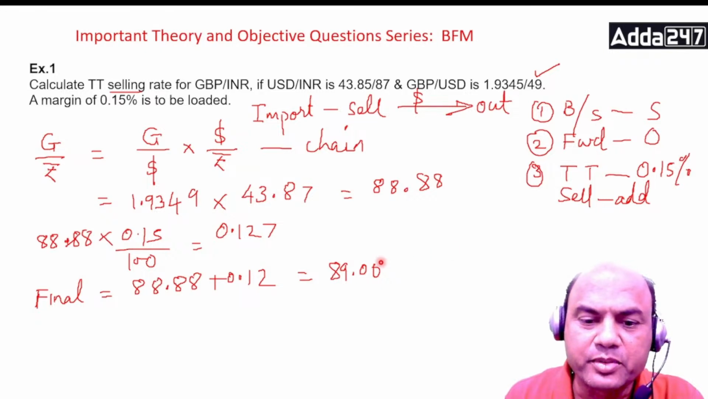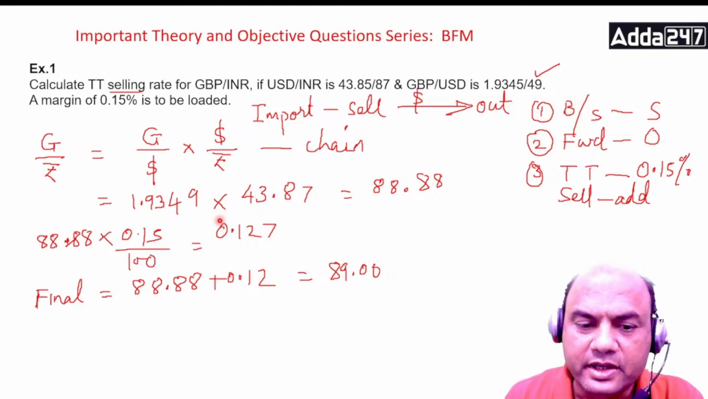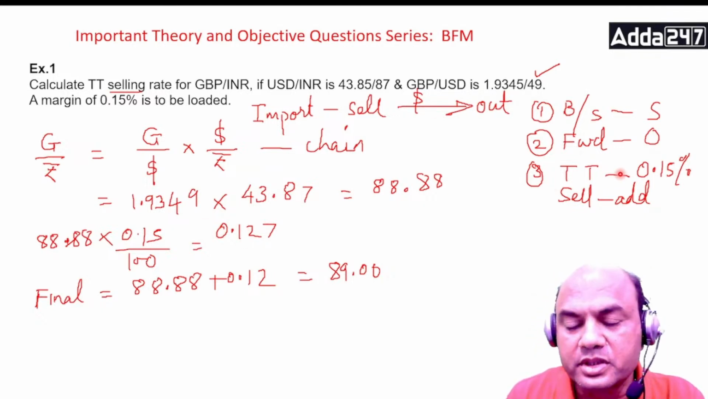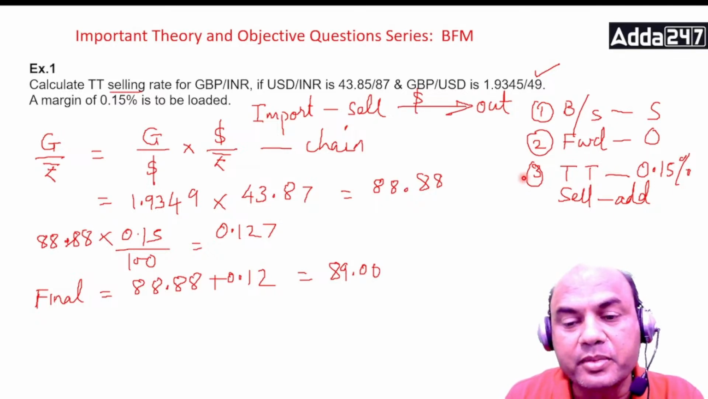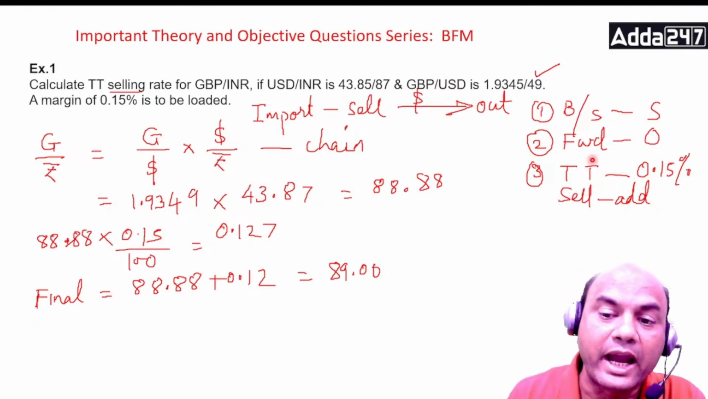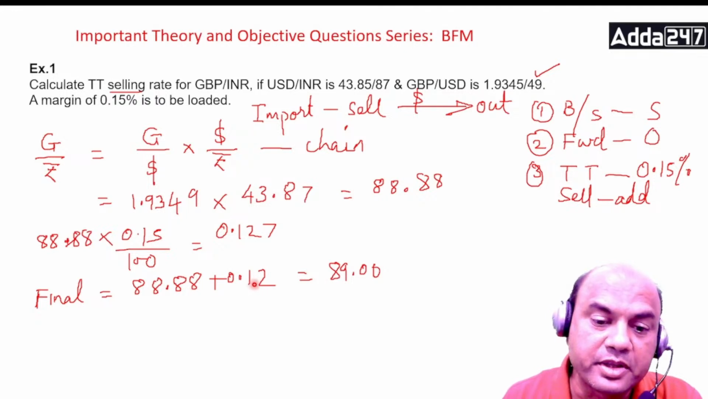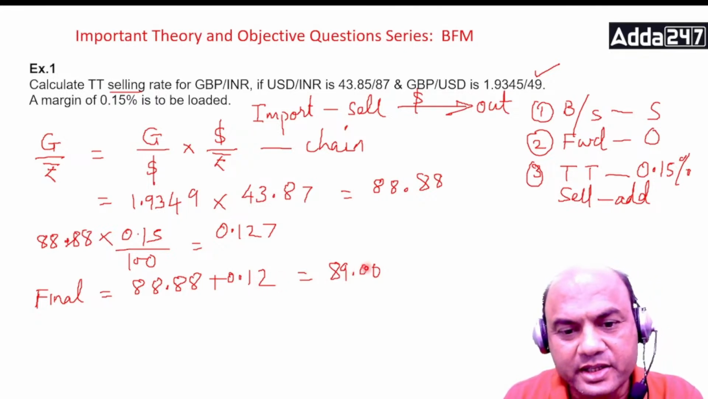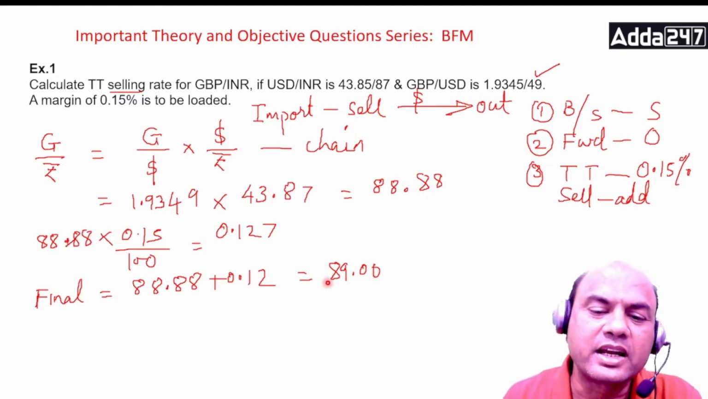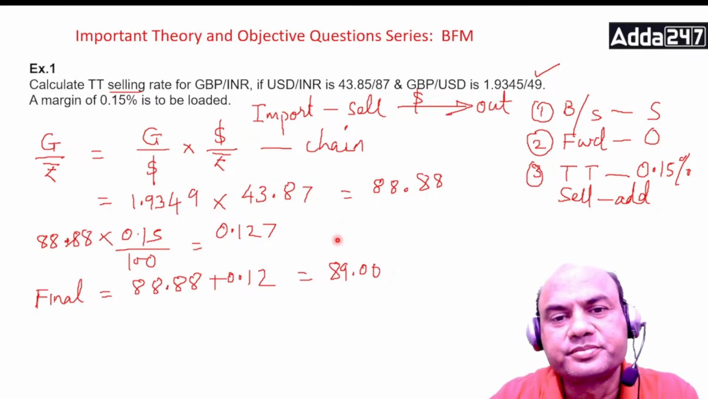So it is 89.01, roughly 89. You can take this 0.13 also. Now what have you to do? Look at this. Whenever you are dealing with TT margin and selling, you have to add the TT margin. So here I'll add this now: 88.88 plus 0.12 or 0.13, whatever it is. It is 89.01 or 89. So take it as roughly 89. This is your final rate.